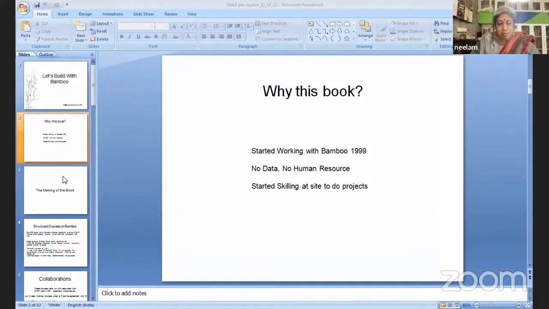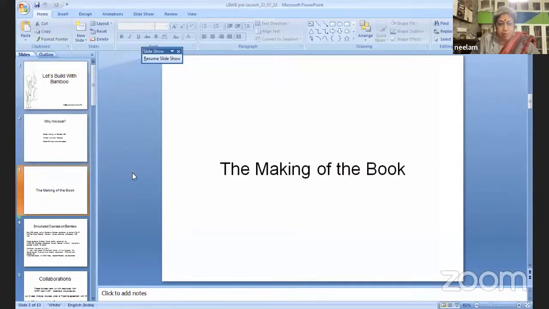Can you have the next slide? And so that's how the making of the book actually started, with a skilling exercise that I was trying to do. I'm trying to teach them. So I started writing, trying to make notes. And then I started skilling the people who were there on the site. In my office also, I started speaking to people. Can I go to the next slide, please?